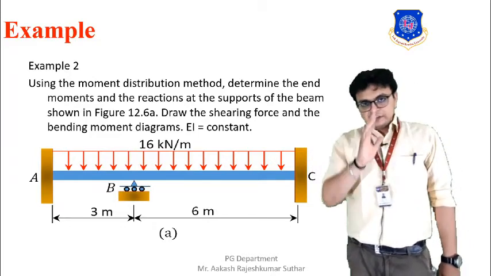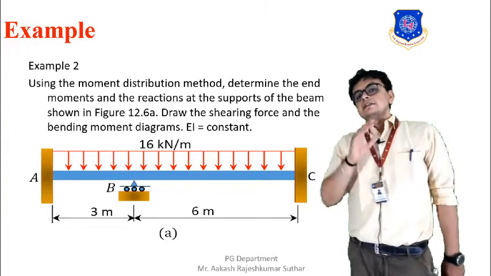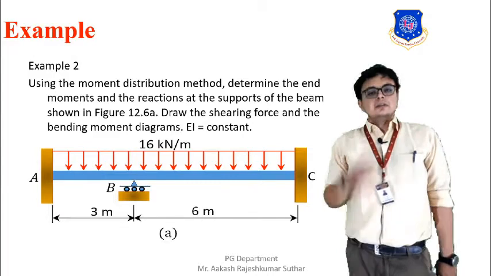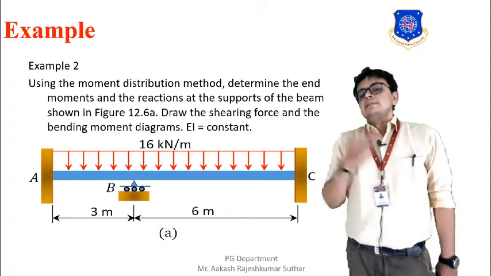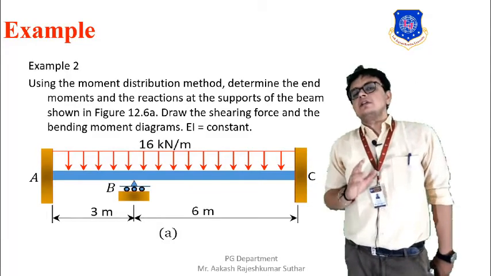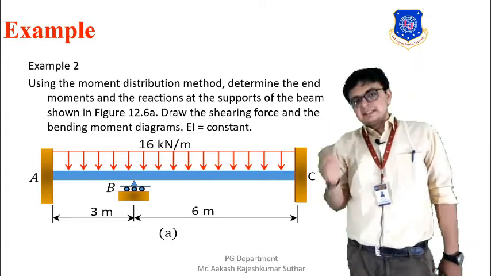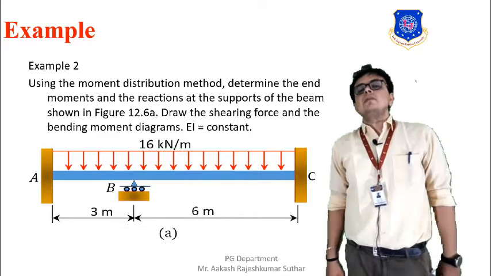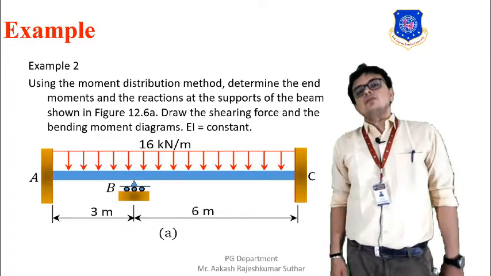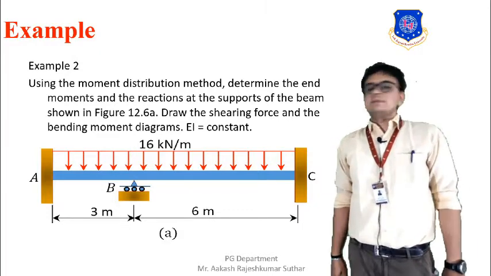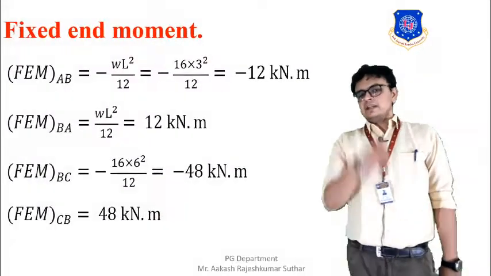So for the fixed end moment we have to take the formula only for the uniformly distributed load, because there is only UDL acting over the span. Both spans, AB and BC, have UDL only. So ultimately for members AB, BA, CB and BC, we will be finding the fixed end moment with the help of the uniformly distributed load fixed end moment formula only, and that is nothing but WL square by 12.